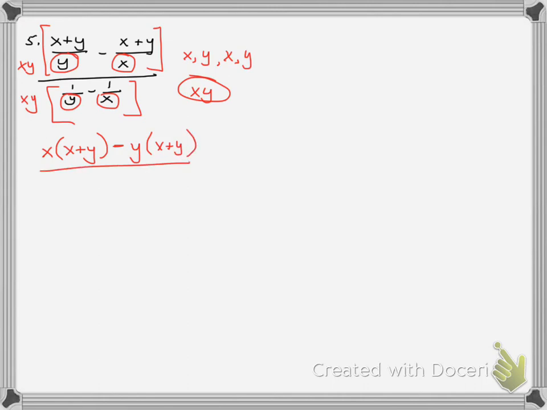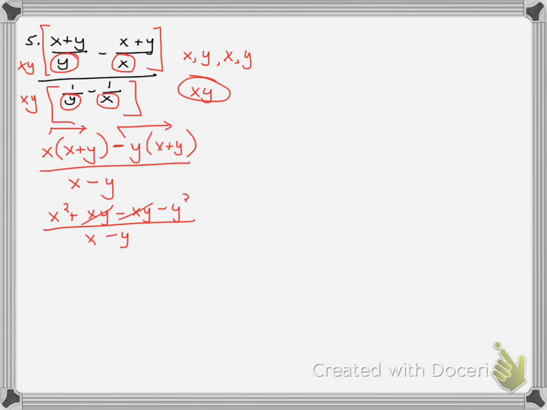In the first term of the denominator, the y's cancel, and I'll get x. In the second term of the denominator, the x's cancel, and I'll get y. So what do I need to do now? I'll need to distribute this and gather like terms. So I'll get x squared plus xy minus xy minus y squared all over x minus y.